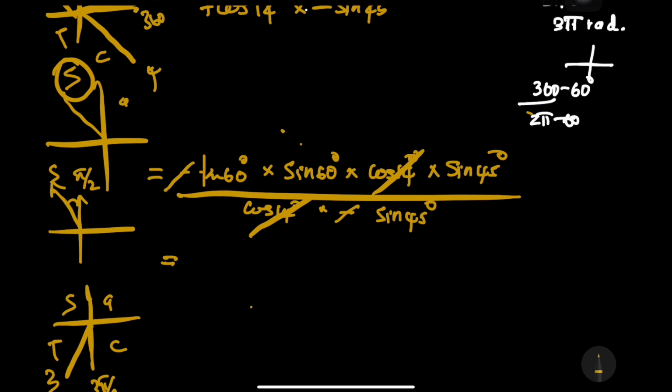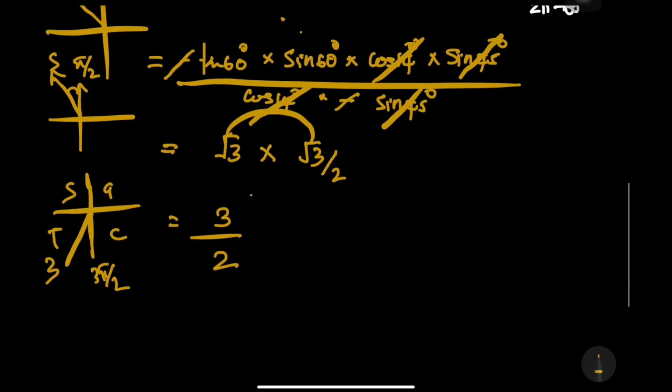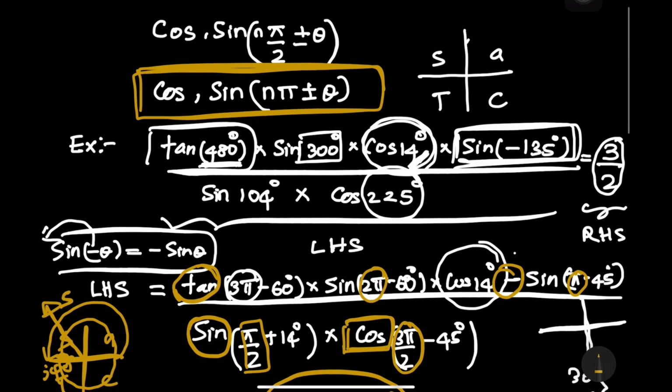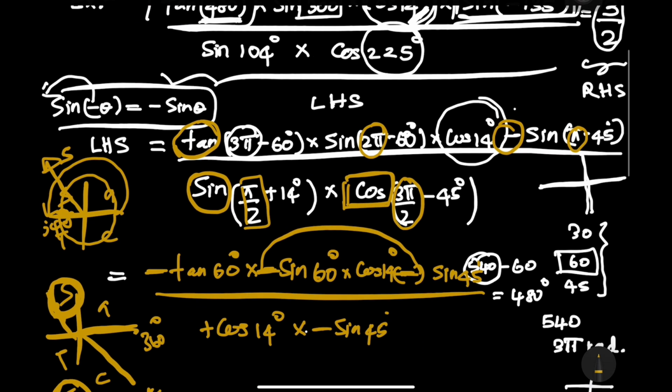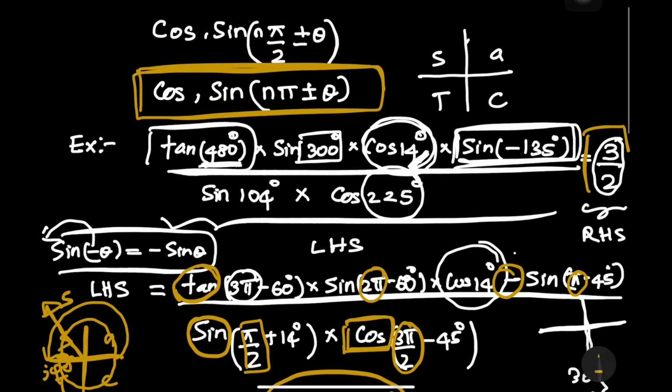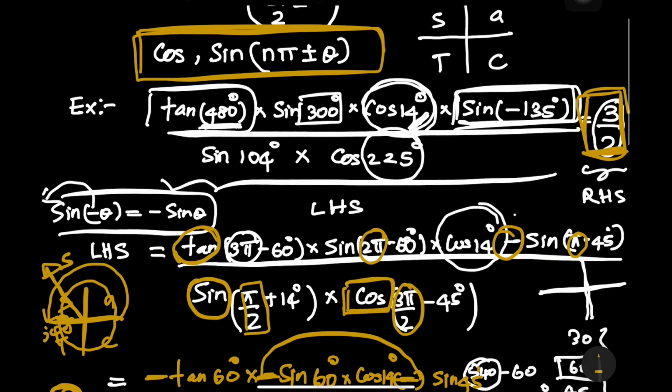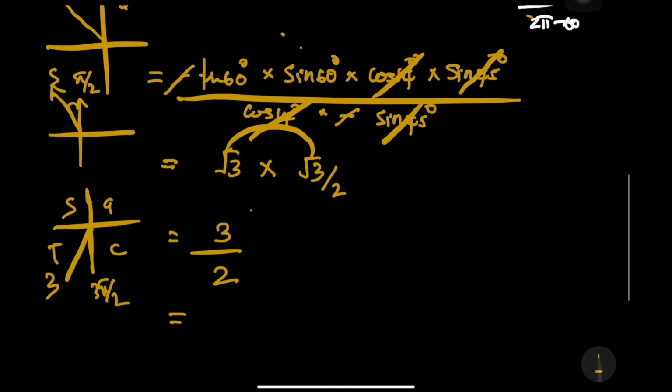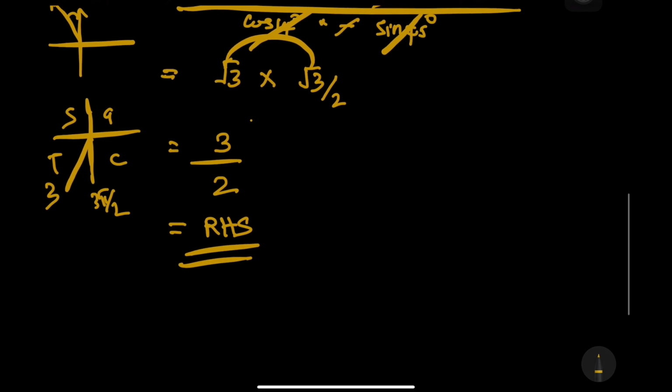The tan 60 is root 3, just root 3, and sine 60 is root 3 by 2, and this also cancelled. So root 3 into root 3 is 3 by 2, just 3 by 2. So this is the value we wanted to prove. So 3 by 2 is the answer. The right hand side is 3 by 2. So we found the answer. So it's proved. So let's move on to another example.